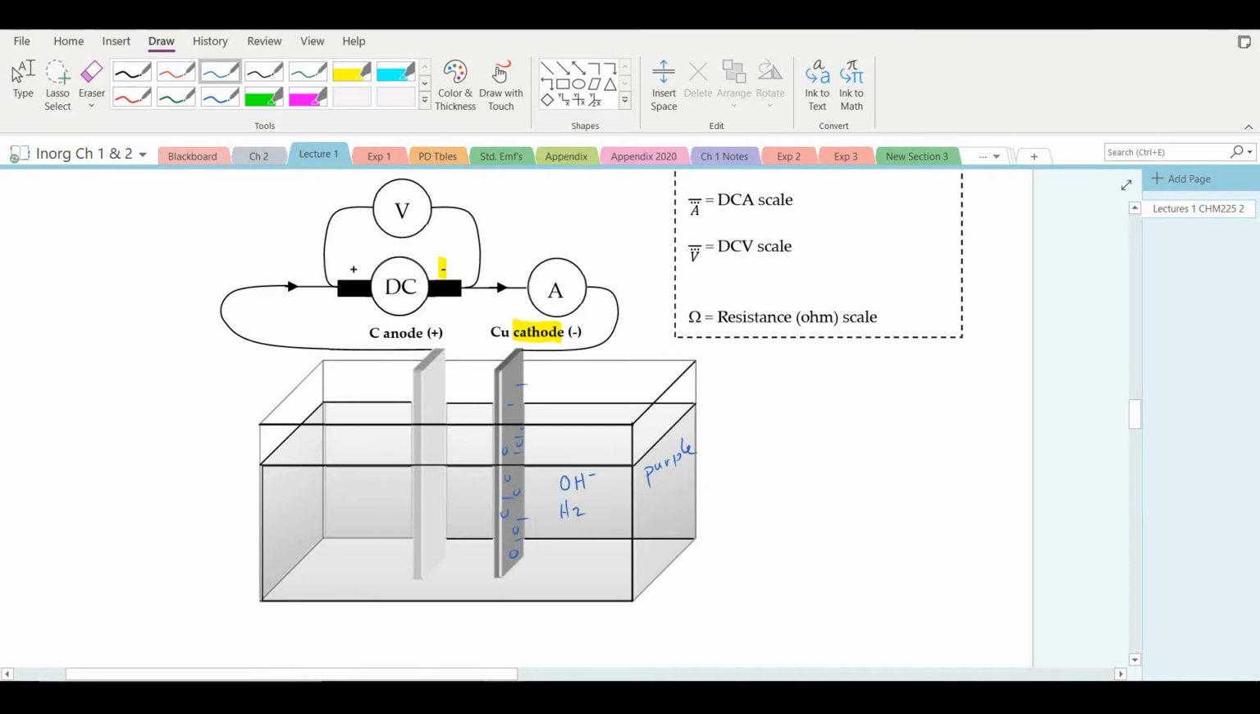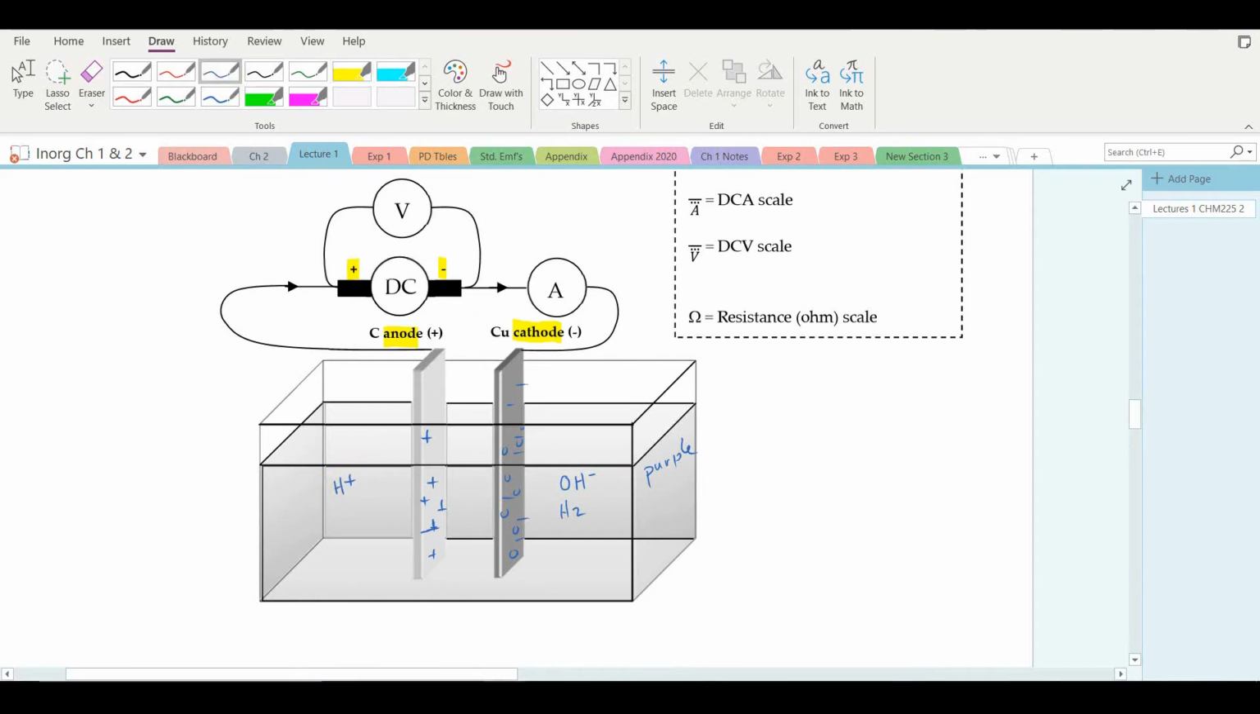At the same time, the positive terminal of the power supply is going to be taking electrons from the opposite side, pulling them from the carbon electrode. So the surface of the carbon electrode will be positive. It's electron deficient. Electrons will be taken from the water molecule. When electrons are being taken, something's being oxidized. Oxidation is loss of electrons. So the definition of the anode is the electrode where oxidation occurs. That is always the case. So when water is losing electrons or being oxidized, you will see hydrogen ions being formed.